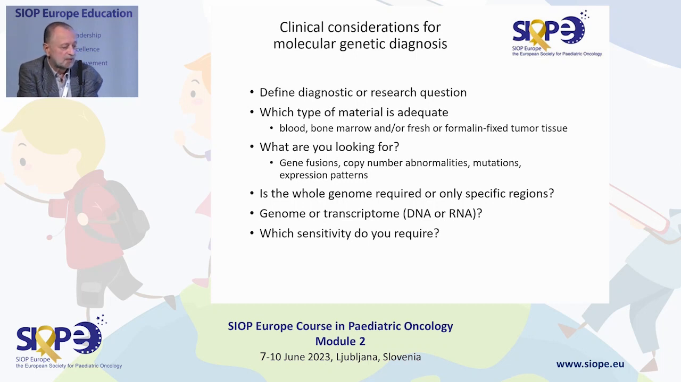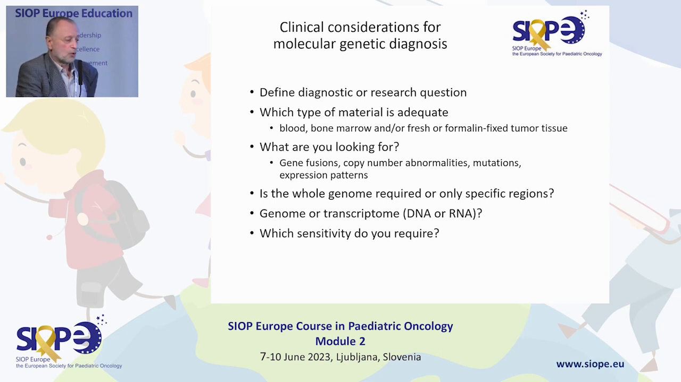If you have a leukemia, blood or bone marrow, it's more difficult with solid tumors because usually it's very difficult to get fresh tumors. You can get fresh frozen material, and formalin-fixed tumors are not necessarily always the right thing for what you want to do and what you want to analyze. And then, of course, you should also provide the lab with the information what you're looking for. What's more important: gene fusions, copy number abnormalities, mutations, expression patterns? Is it the whole genome you are interested in, or only specific regions?